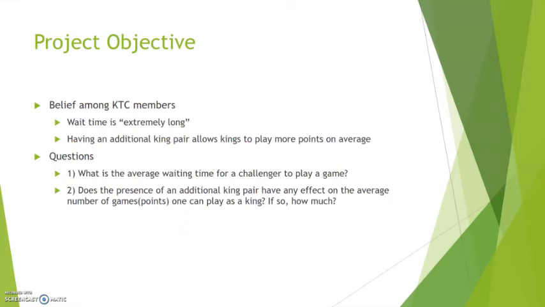It is believed by the members of the Korean Tennis Club that the waiting time is very long, providing motivation for members to aim for the king position, as kings enjoy more playing time. Members also feel that kings tend to play more points when an additional king pair is present. By simulating the Dingle game, we would like to obtain answers to the following questions. 1. What is the average waiting time for a challenger to play a game? And 2. Does the presence of an additional king pair have any effect on the average number of games or points one can play as a king? And if so, how much?